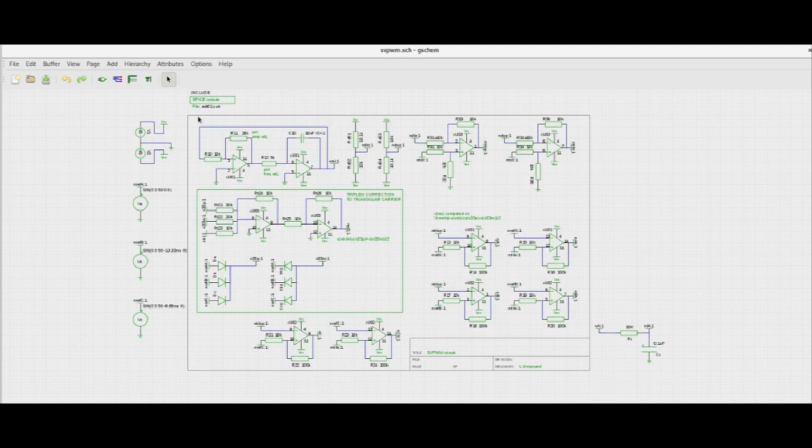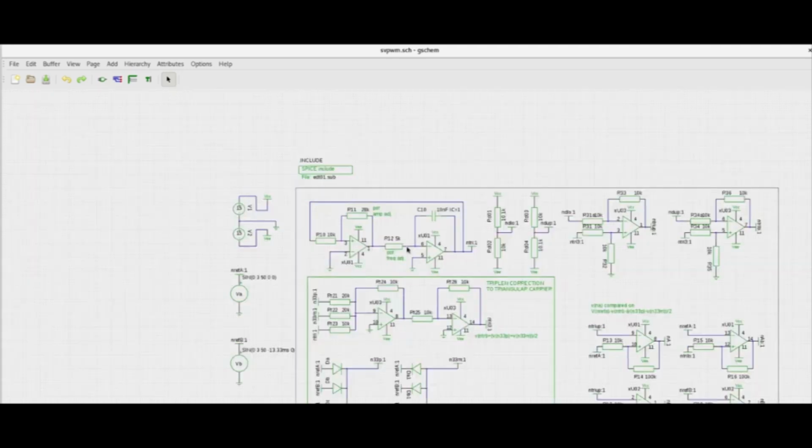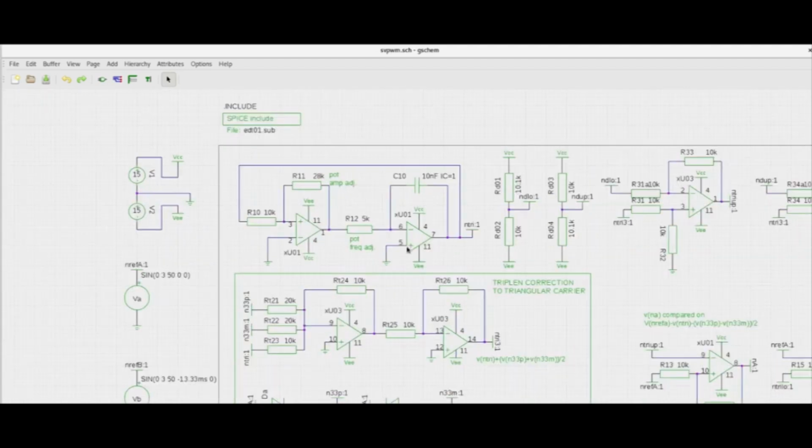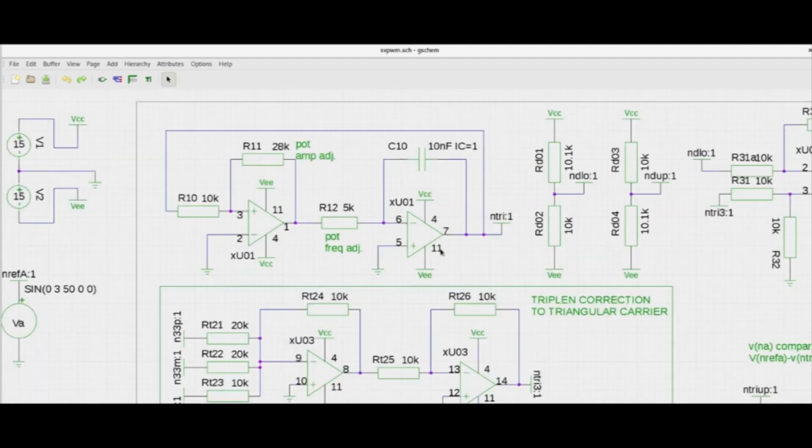Now this portion is the triangle generator. It is nothing but, if I zoom in and expand that, I have an op-amp here. This is nothing but an integrator, and the output of the integrator is compared, it's a hysteresis comparator. So let us say at a given point in time when this goes high, this starts integrating down.